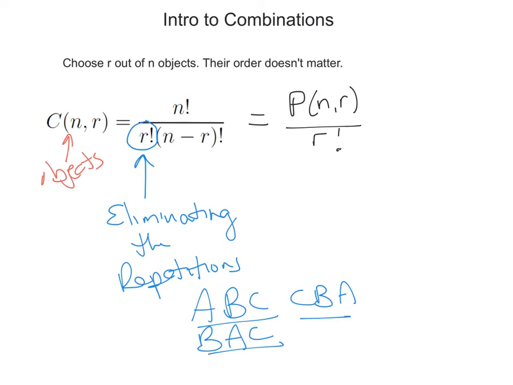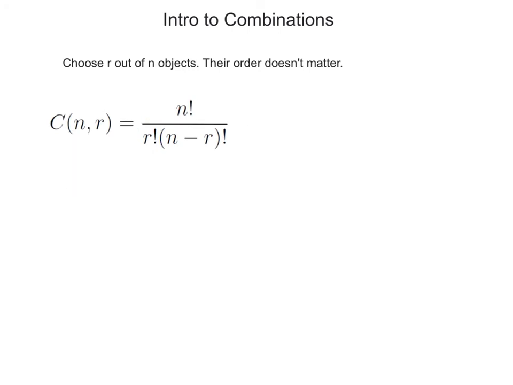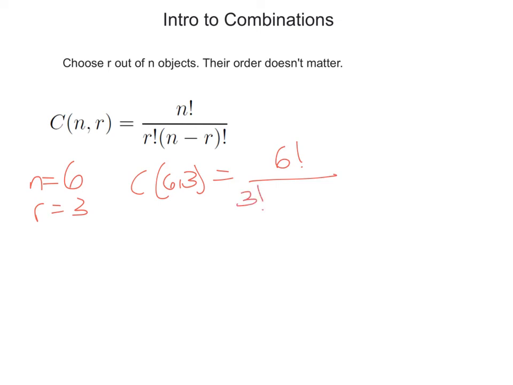So let's just do a quick example and see how it works. Let's say we have 6 objects like we had at the beginning. We had our socks and we want to choose 3 of them. So in that example, n is 6 and R is 3. So we're choosing 3 socks out of the 6. So our formula looks like C(6, 3) is 6 factorial over 3 factorial, that's my R, times (6 minus 3) factorial. So this is the same as 6 factorial over 3 factorial times 3 factorial.